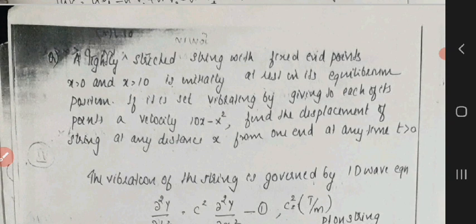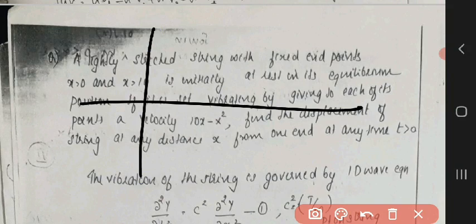That means the length of the string is x equal to 10, and it is also given that it is initially kept in its equilibrium position. It is at rest in its equilibrium position. So our string is like this, right? At the equilibrium position it is like this. So this is 10, this is 0.